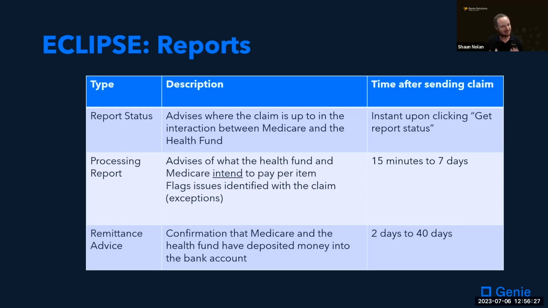Now, it can take sometimes up to 7 days after sending a claim to get this report. A remittance advice is the confirmation money has been put into the nominated bank account. It can take anywhere between 2 and 40 days after sending a claim to get a remittance advice. The times for processing reports and remittance advices are completely dependent on the health fund and Medicare.